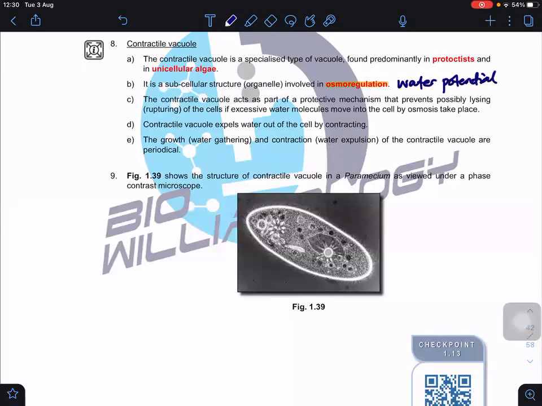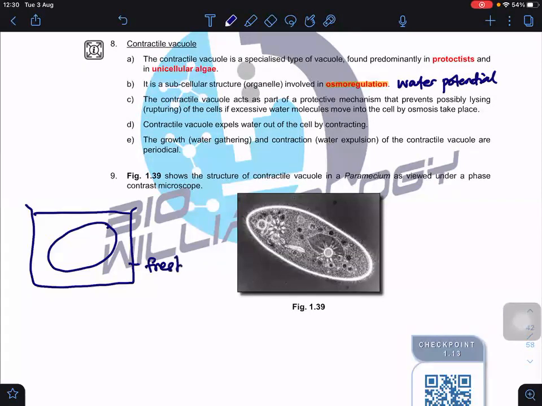Okay, so now, very, very simple. If you look at any cell that is put inside fresh water, for example the amoeba, a unicellular protist that lives in fresh water, what will happen here is we know that in fresh water the solute concentration is low, so the water potential is high. Are you clear? And inside the cell, because cells have a lot of ions, a lot of glucose, a lot of nutrients, the concentration is high, therefore the water potential is low.